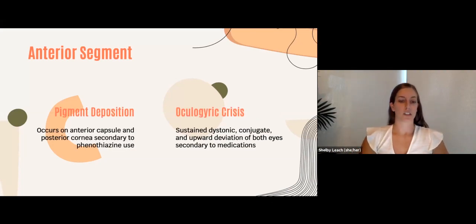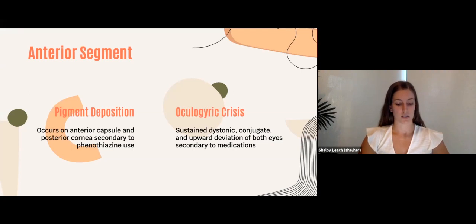Still in the anterior segment, phenothiazine is an antipsychotic medication. If it is used excessively, it may cause pigment deposition on the anterior capsule of the lens and posterior cornea. It has been decreasing in its use over the last 15 years or so because of this ocular sequelae that is irreversible. So if it is present, make sure you talk to your patient's primary care doctor and consider excessive use of the prescribed medication.